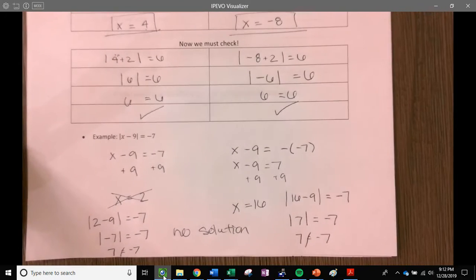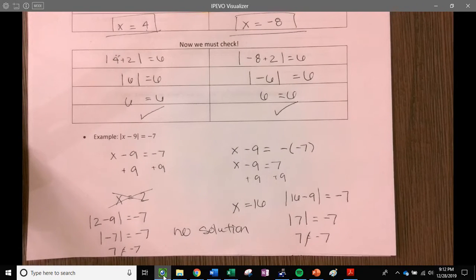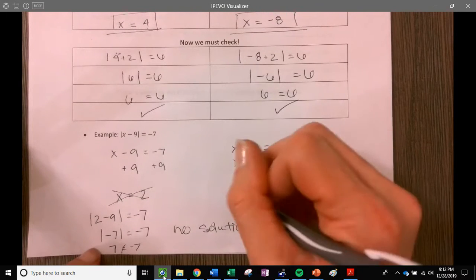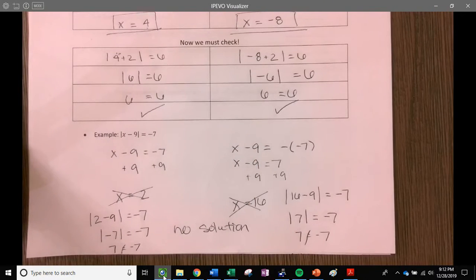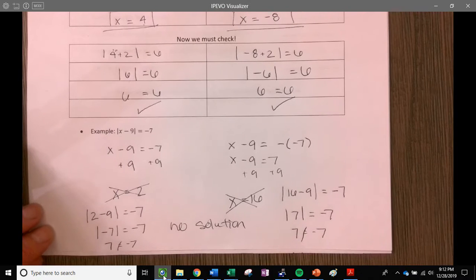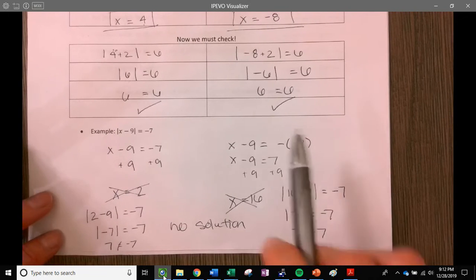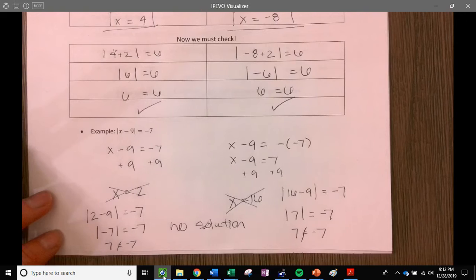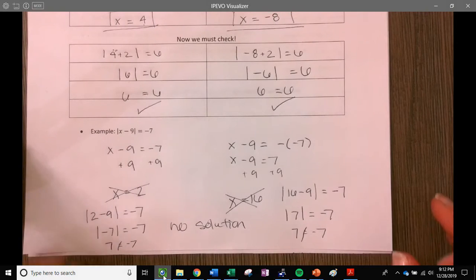So sad. But you know what happens. Neither of these options work. X equals 2 and x equals 16. Neither of them work, so this problem has no solution. We had two winners up here. Big old goose egg down here. Sorry about it. All right, moving right along.